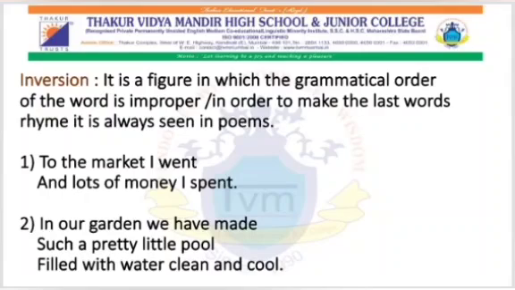You may be remembering in your textbook lesson number 15, you find so many inversions. Let me quote one example. In our garden, we have made such a pretty little pool filled with water, clean and cool. The correct order should be the little pool is filled with clean and cool water. It is not filled with water, clean and cool. But the poet has written it as filled with water, clean and cool. Why he does this? Because he wanted to get the rhyming words at the end of the line.